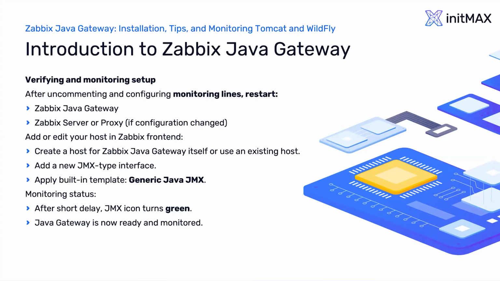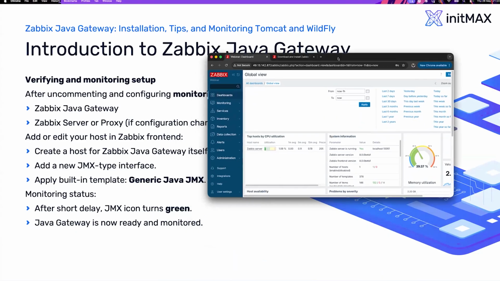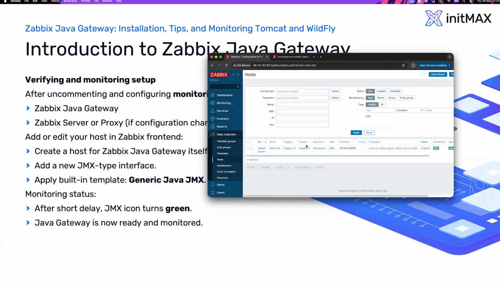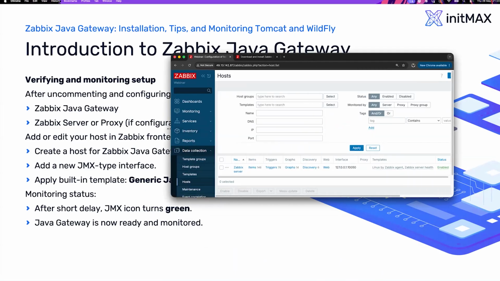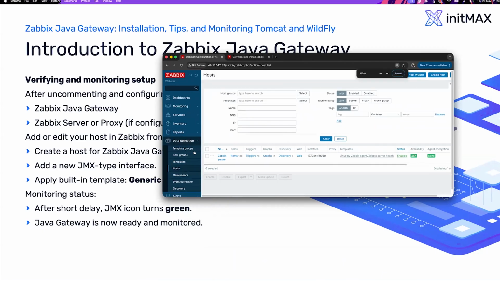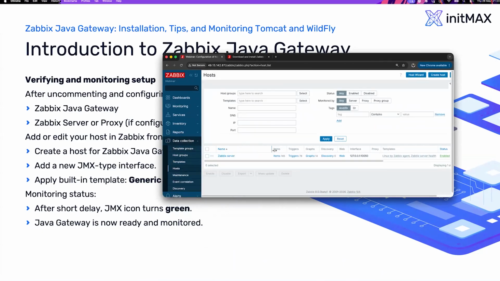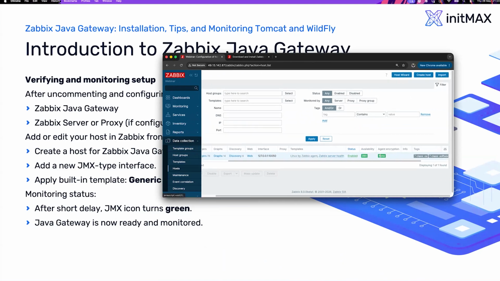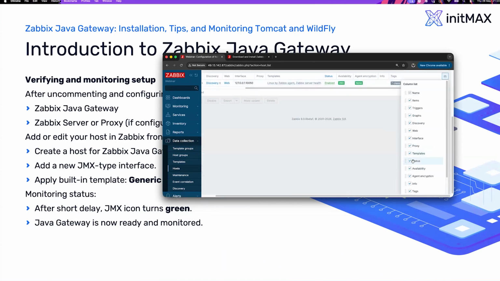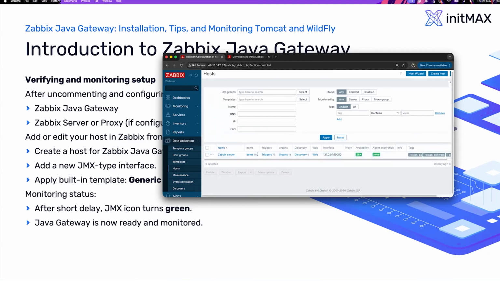And then it's a matter of a little bit of clicking in the Zabbix frontend. We need to create a host for Zabbix Java Gateway itself. This is a clean installation. By the way, pay attention to the new magic of Zabbix: you can move columns right now, and you can also hide some columns if you don't need them. Cool thing. People waited for this many years.